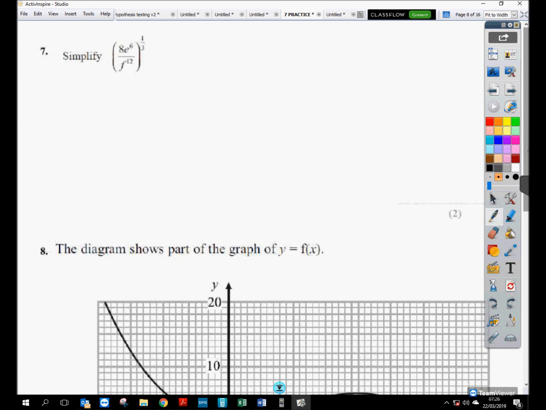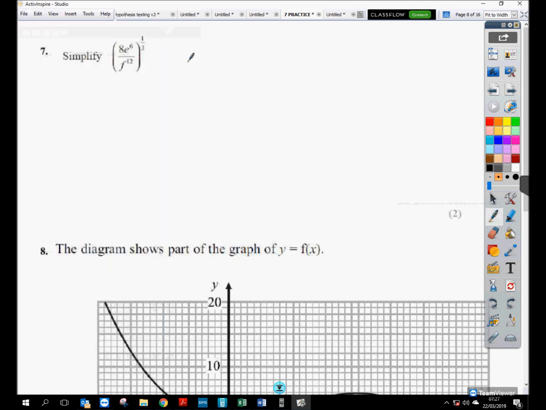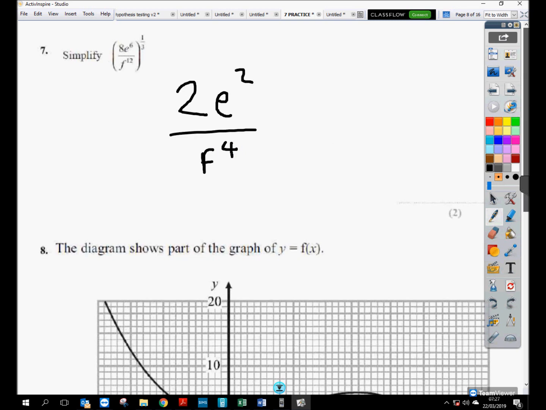Right. 8 to the power of a third. If you don't know what that is, you type it into the calculator. 8 to the power of 1/3. Power of a third means the cube root, which is 2. So that's 2. When you have a bracket to a power, so for letters, you times the powers together. So if you do 6 times a third, that's 2. And if you do 12 times a third, that's 4. So this is the final answer to the question.